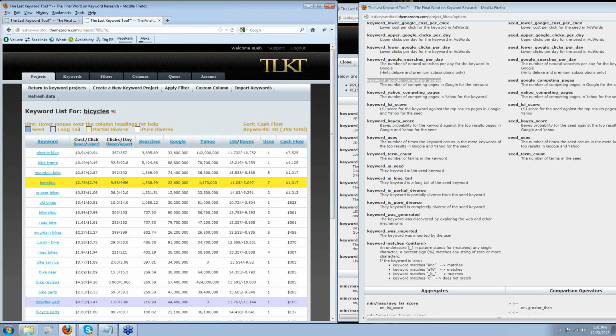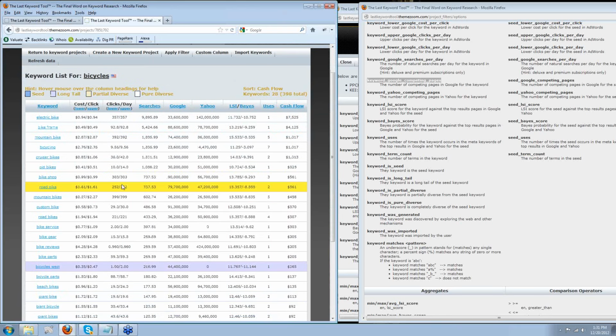Excellent. Good. Now, I went over to the bicycle market, which is a much less expensive market. And check this out. You're looking for some silo terms, electric bike, where we were seeing maybe a couple $100, we're looking at like $7,000. Bike frame, mountain bike, bicycling, cruiser bikes. By comparison, not terribly competitive. Reasonable searches per day. Just a completely different view because it's a completely different market.